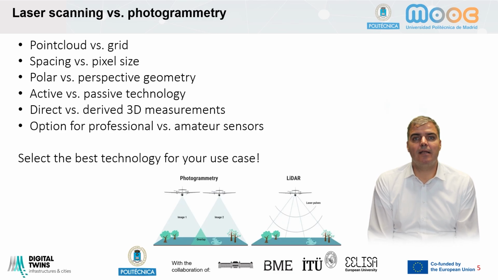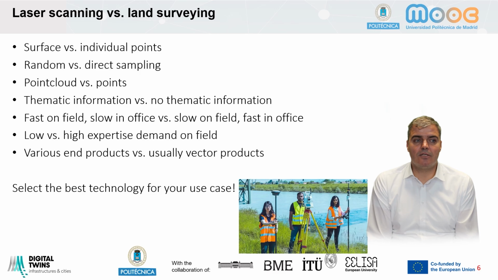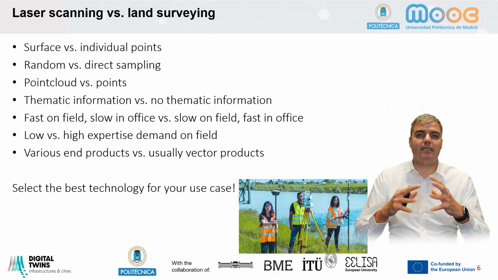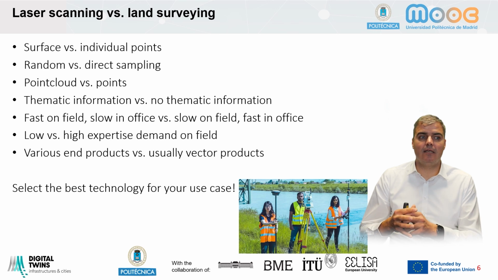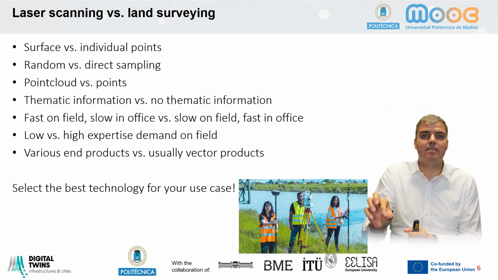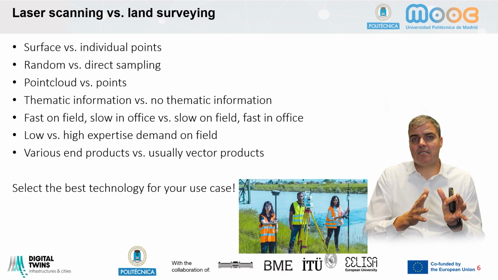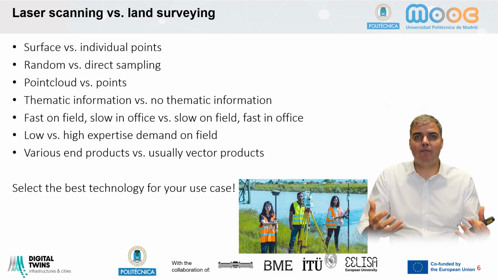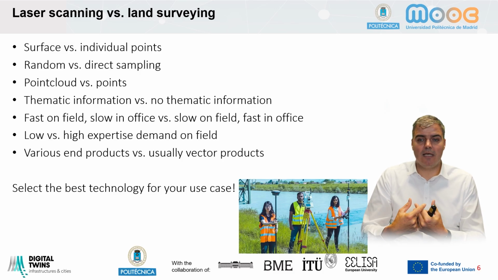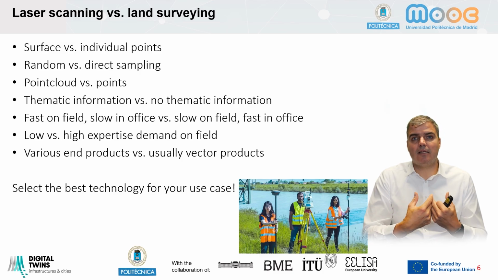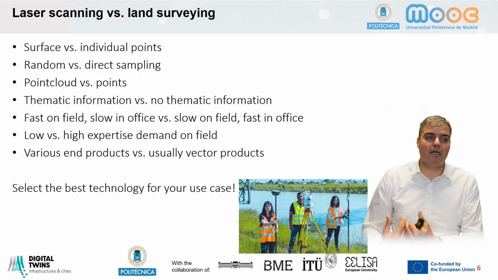If you want to compare laser scanning with traditional land surveying methods, laser scanning provides information from the entire surface. In case of land surveying, we have information about individual points. We are targeting points, and we have the coordinate of one point. So in case of laser scanning, we have random sampling, which is just like a snapshot of the environment. And in case of land surveying, we have direct sampling. The end product is a point cloud on one hand and points on the other hand.